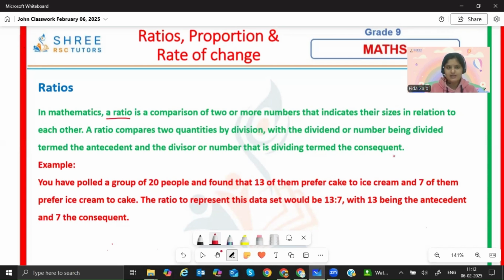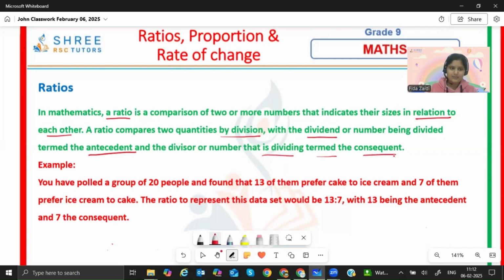In mathematics, a ratio is a comparison of two or more numbers that indicates their size in relation to each other. A ratio compares two quantities by division, with the dividend, or number being divided, termed the antecedent, and the divisor, or number that is dividing, termed the consequent.